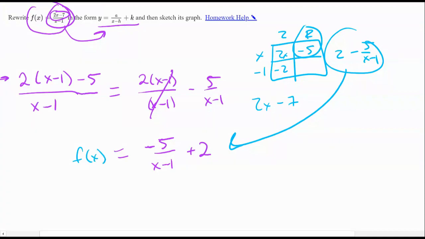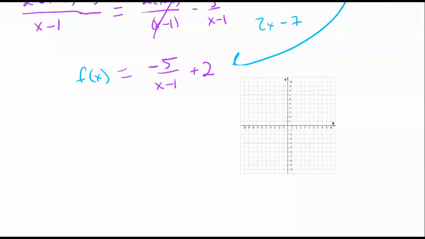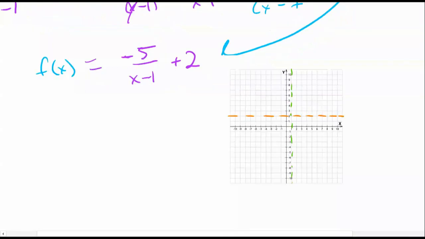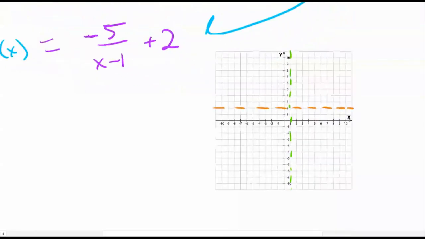Now let's go ahead and graph it. So from here, I have a vertical asymptote at positive 1. I have a horizontal asymptote at positive 2. Zoom in on this here. And then a value of negative 5.